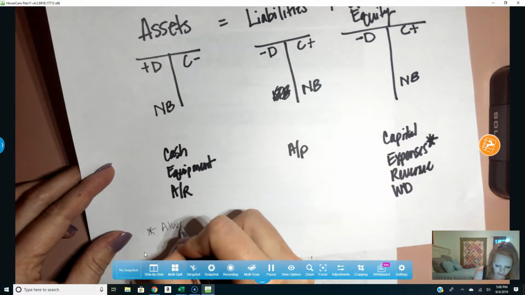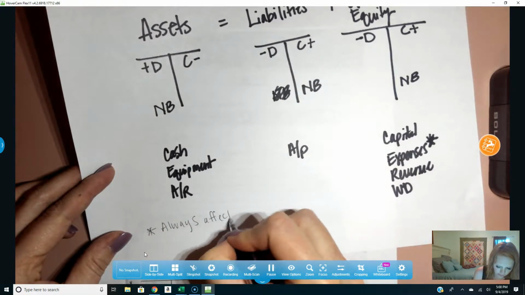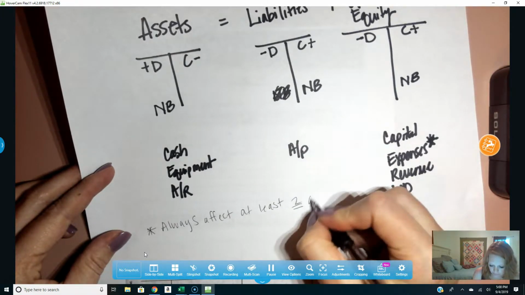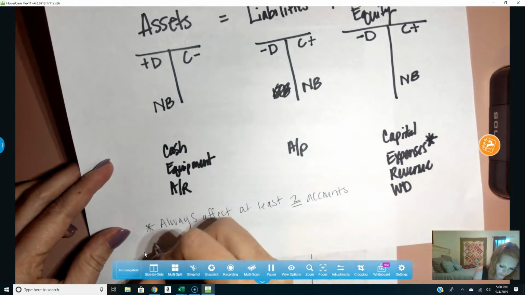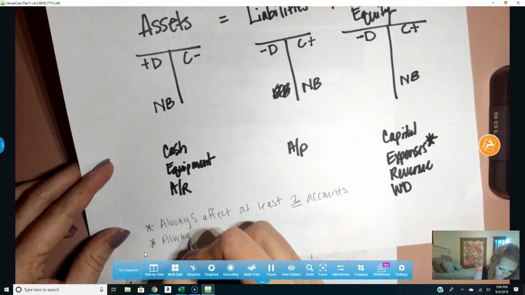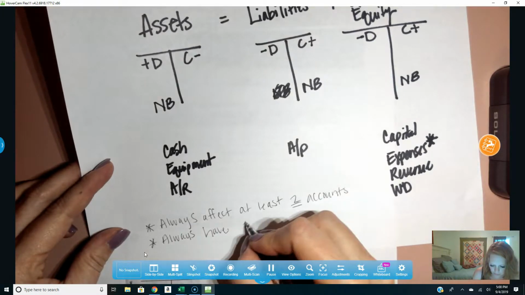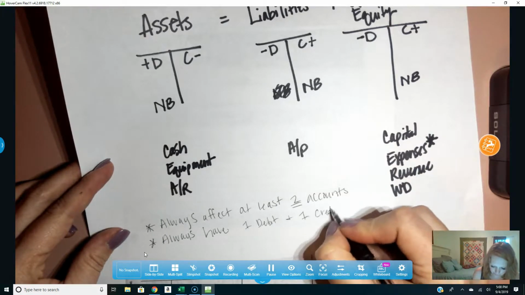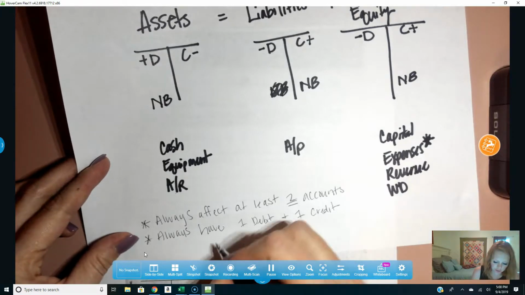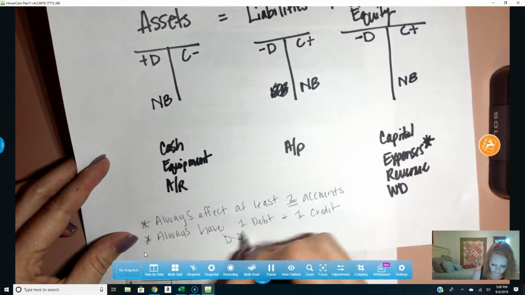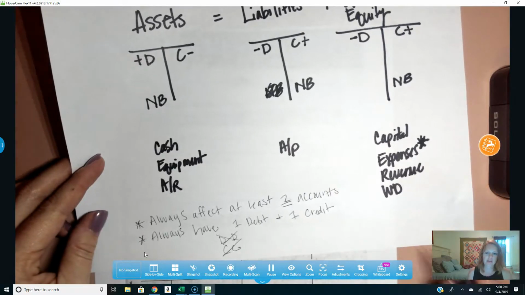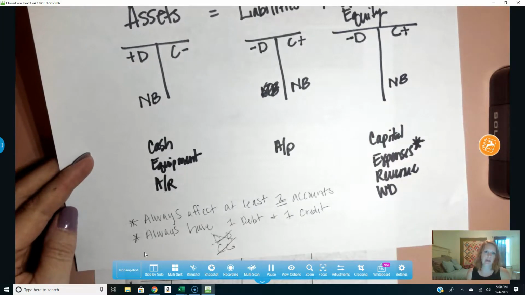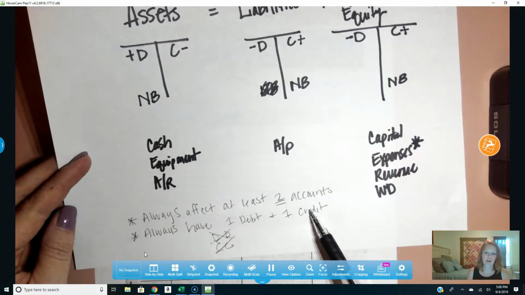You're always going to affect at least 2 accounts, and you will always have 1 debit and 1 credit. You should never have only a debit, and you should never have only a credit. So as you are looking at your transactions, if you're like, oh, this one debits and this one debits, you'll know that that is wrong, because you will always have 1 debit and 1 credit. Okay.